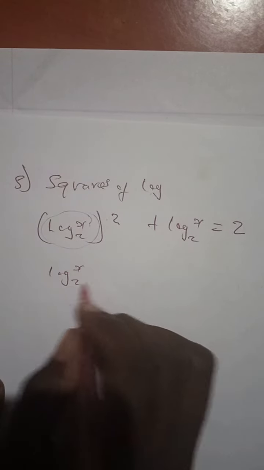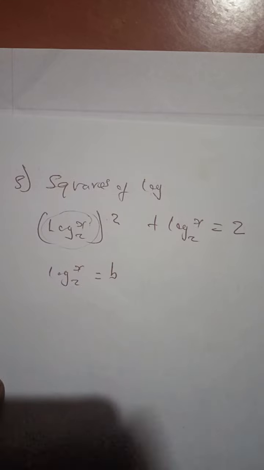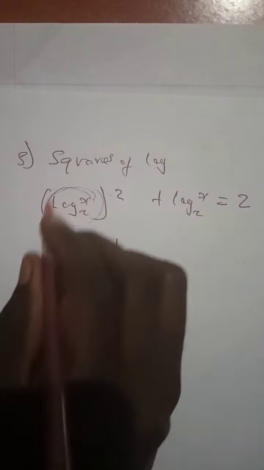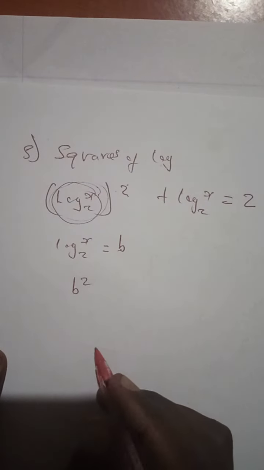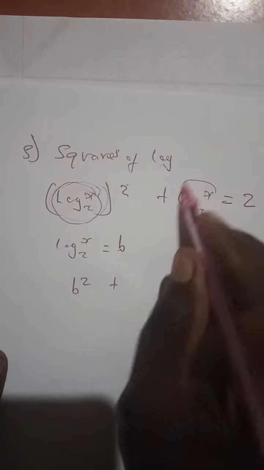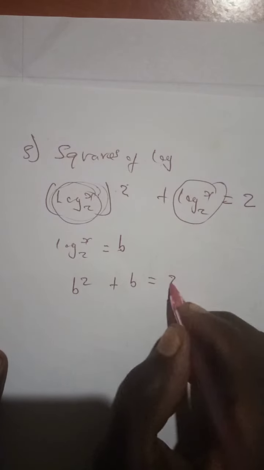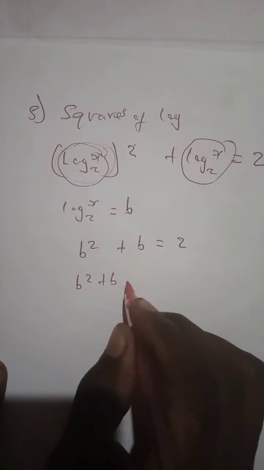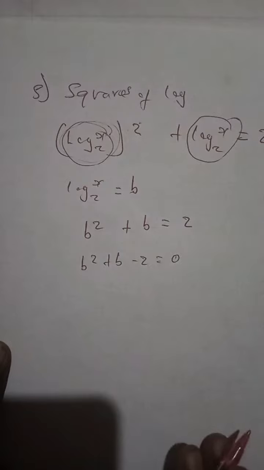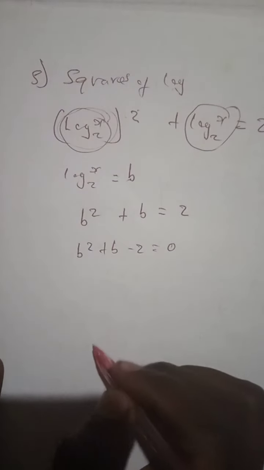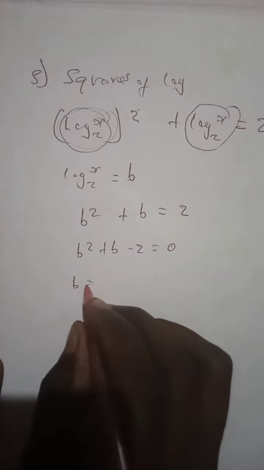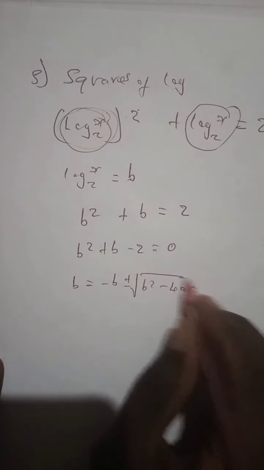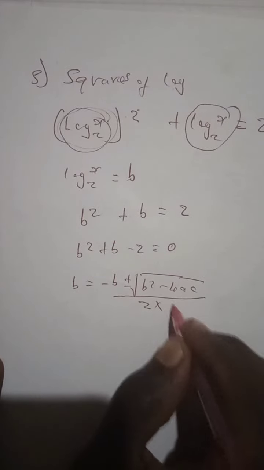log x to base 2 be a certain number, for example, b. So we now say that b squared, remember you are replacing this one here, so it becomes b squared because of that square above, then plus this one again becomes b, so plus b is equal to 2. Remember, that becomes b squared plus b minus 2 is equal to 0, which is also a quadratic equation. So therefore, that implies that b is equal to negative b plus or minus the square root of b squared minus 4ac all over 2 times a.